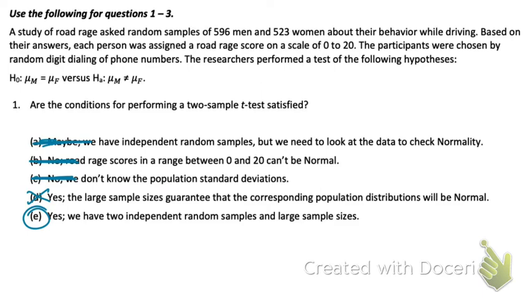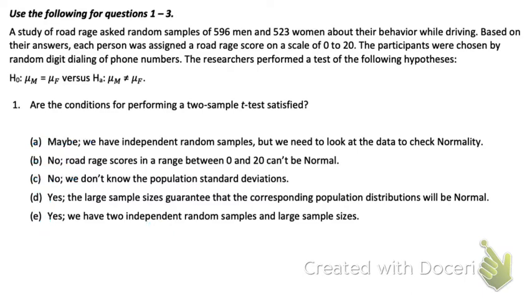By the way, when you're checking the 10% condition, that is ensuring that you have independent observations. Random is random. Large sample size is your normal. So that's E. Cool?